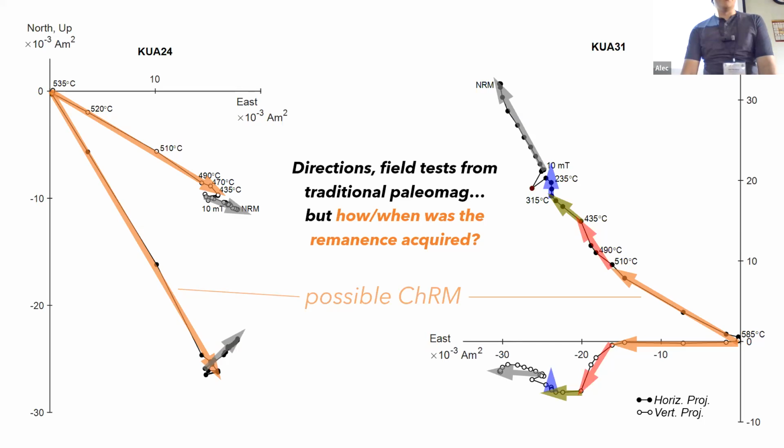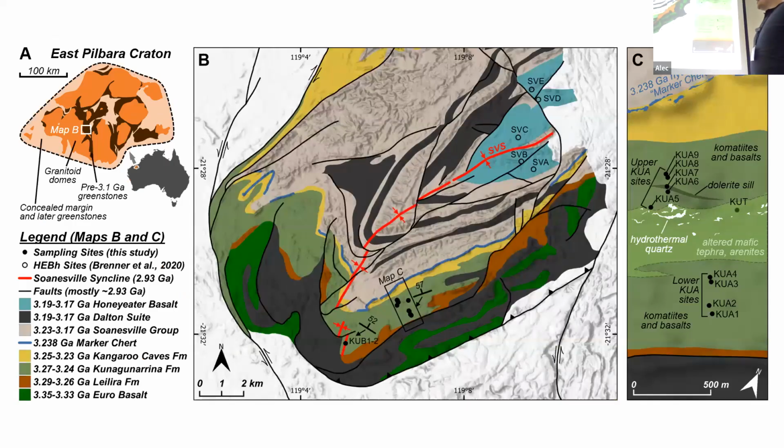The second thing is, let me go back to one of my backup slides where I have the structure. So this is the structure that we're sampling across. We're in this area. And yes, it's quite complicated, but the age of structure formation here is one of the best pinned down anywhere in the Pilbara. It's about 2.93, and that's way before the Fortescue.